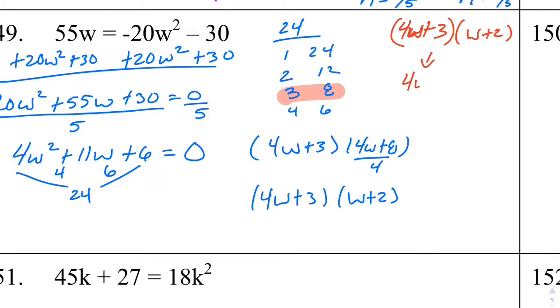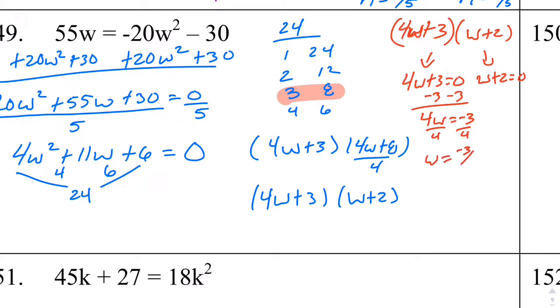Setting each of them equal to 0. All right. Subtracting 3 from both sides, 4w equals negative 3. Dividing by 4, one of our solutions is negative 3/4. Our other solution is negative 2. Oof, let me rewrite that. A lot going on in this problem.